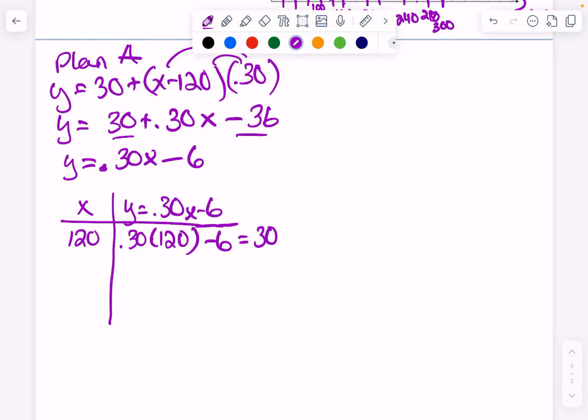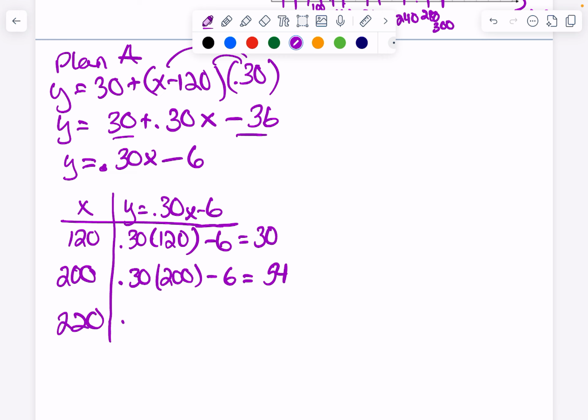Now we're going towards the greater numbers. So let's plug in, for example, 200. All we need is 3 points somewhere. So y equals 0.30 times 200 minus 6. When we plug this in the calculator, we get 54. And let's do a third x. Let's just do 220. 0.30 times 220 minus 6 gives us 60.